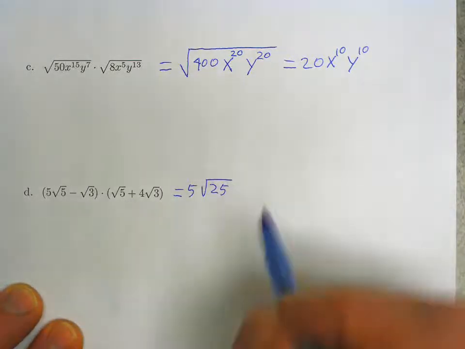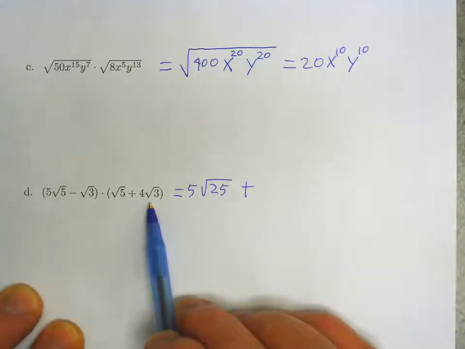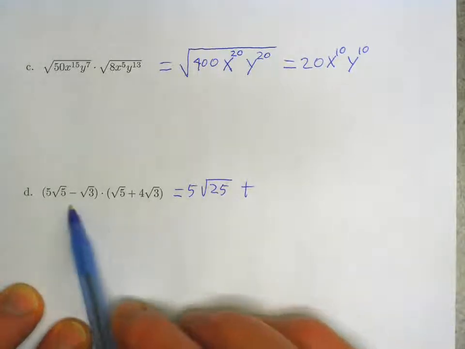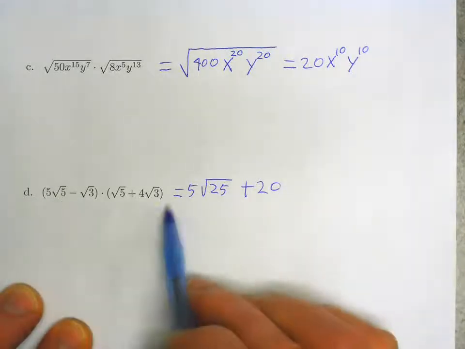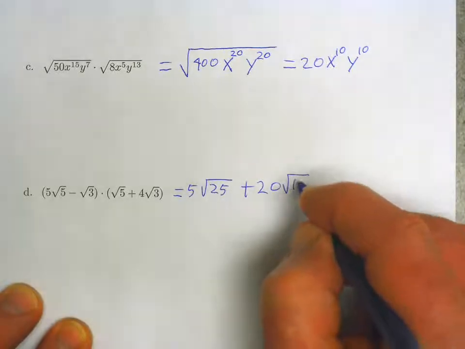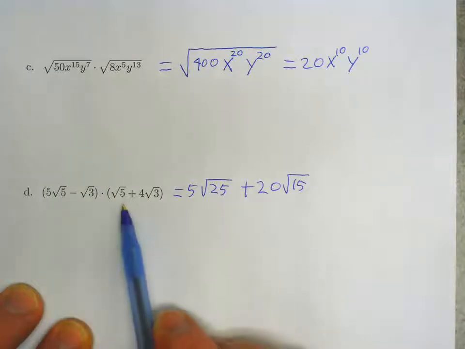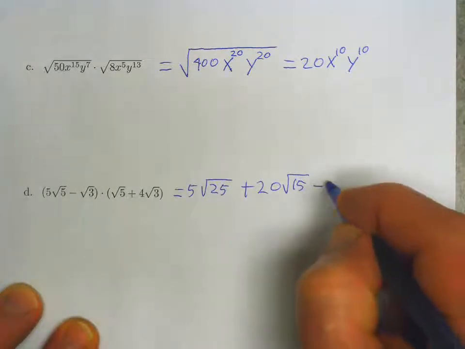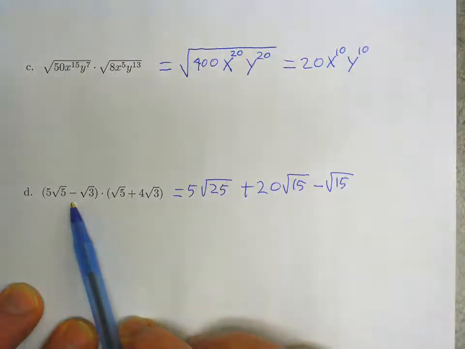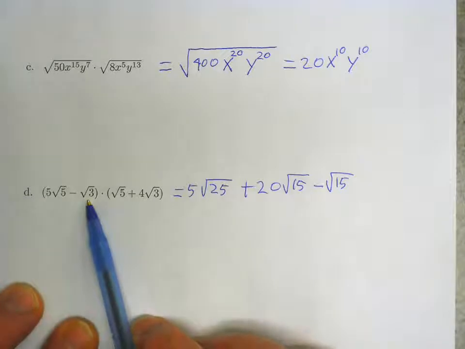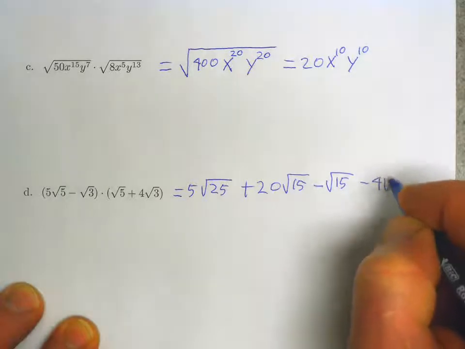And then we're going to add 5 times the square root of 5 times 4 times the square root of 3. So 5 times 4 is 20, and the square root of 5 times the square root of 3 is the square root of 15. And then we're going to subtract the square root of 3 times the square root of 5, which is minus the square root of 15. And then finally, we're going to subtract the square root of 3 times 4 times the square root of 3, which is minus 4 times the square root of 9.